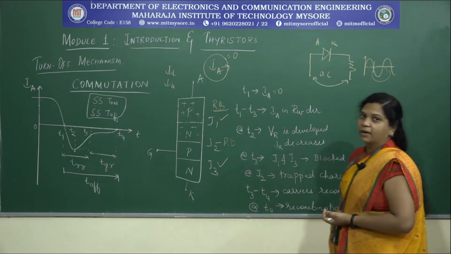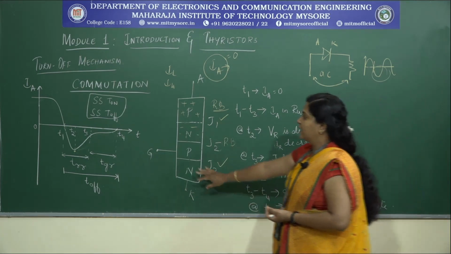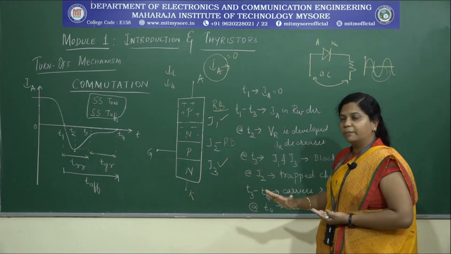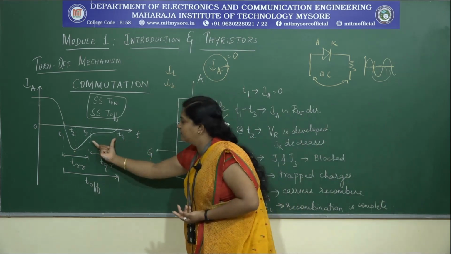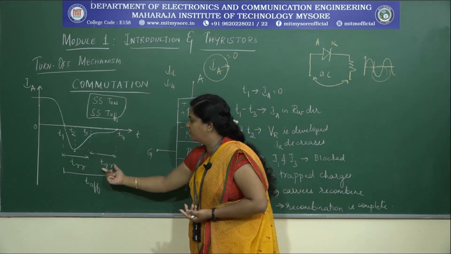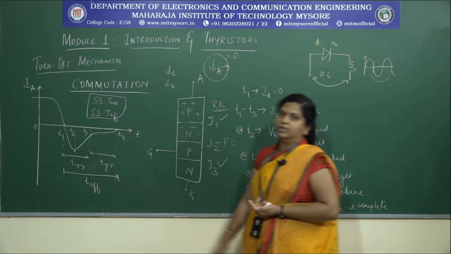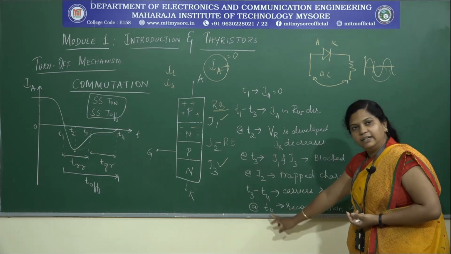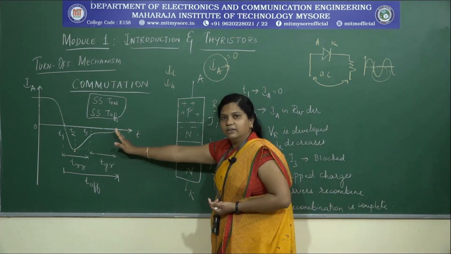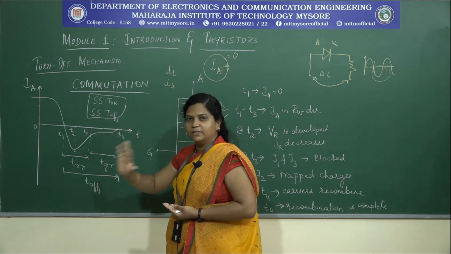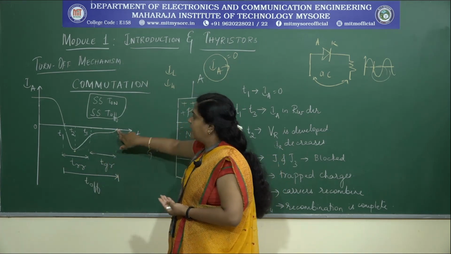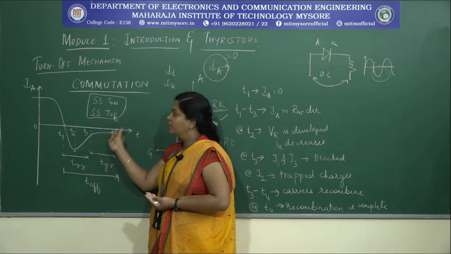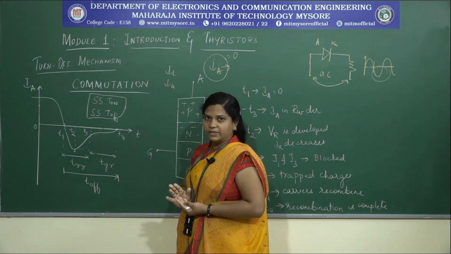The carriers recombine. Whatever carriers were present within the four layers are going to be recombined, and this time T3 to T4 is known as the recombination time, the gate recombination time. Okay. So, at T4 what happens? Whatever electrons and holes were there have all stopped and settled in their places, and the current goes to 0. Now the anode current is 0 and it is completely in the off state.